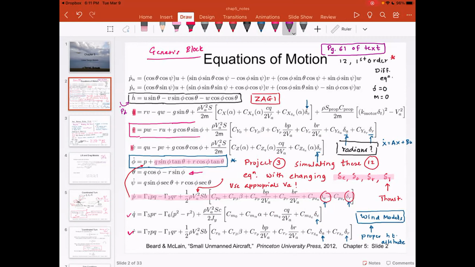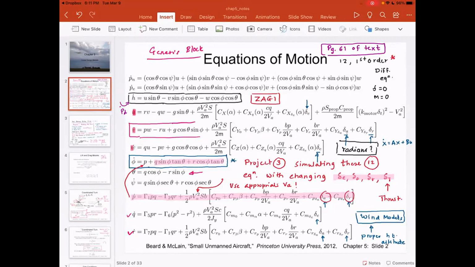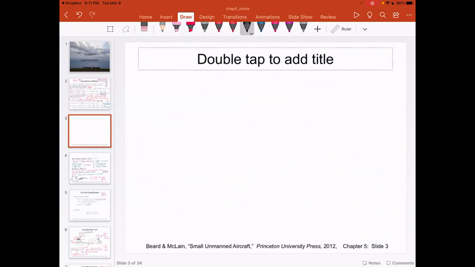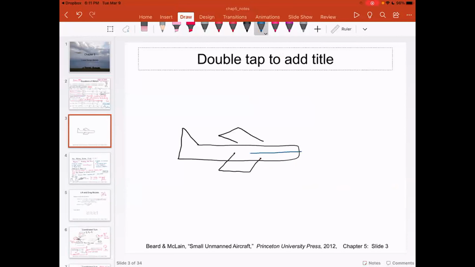It might be instructive at this point just to outline what these variables mean. So what I'm going to do is insert a new slide, and show you the aircraft. This is the aircraft. And let's assign north, east, and down coordinate systems for it. This is north, this is east, this is down.